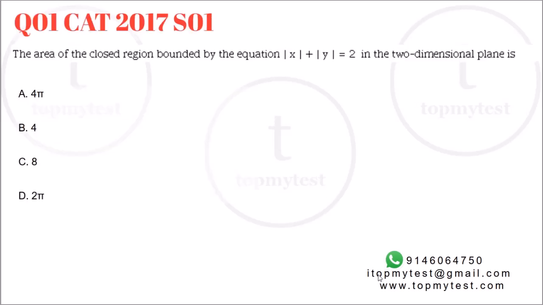The first question is from CAT 2017, slot 1. Pretty straightforward. It says the area of a closed region bounded by the equation modulus of x plus modulus of y equals 2 in the two-dimensional plane is how much?